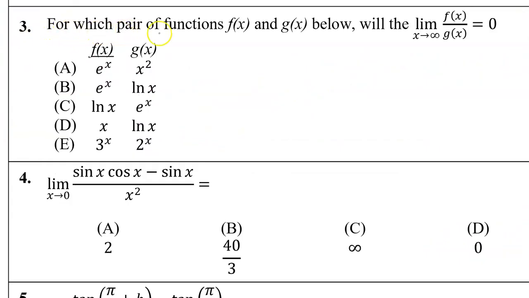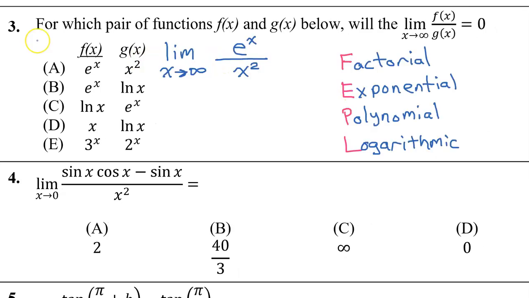Number 3, for which pair of functions f of x and g of x below will the limit as x approaches infinity of f of x over g of x equal 0? Let's just try them out one by one. Before we go any further, remember that the acronym FEPL reminds us that as x approaches infinity, some expressions grow faster than others.